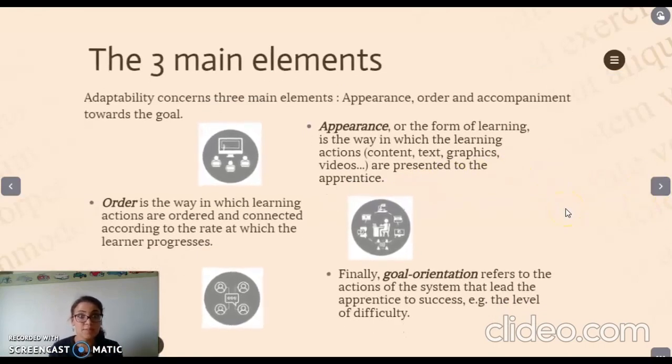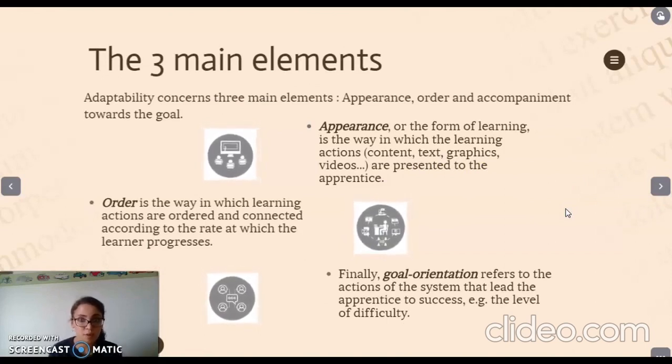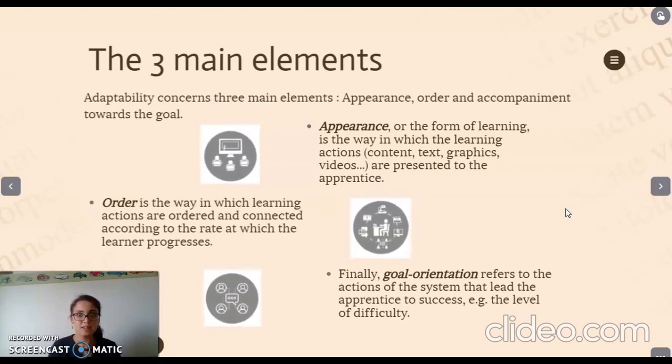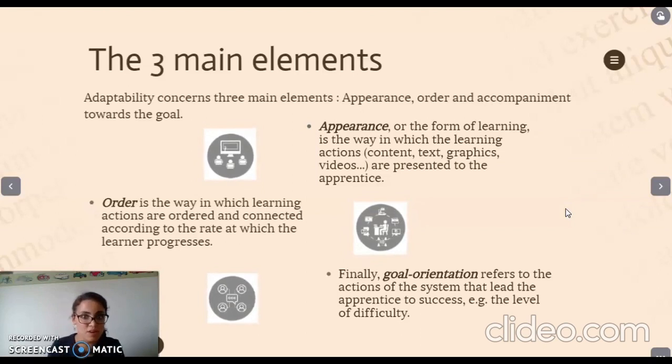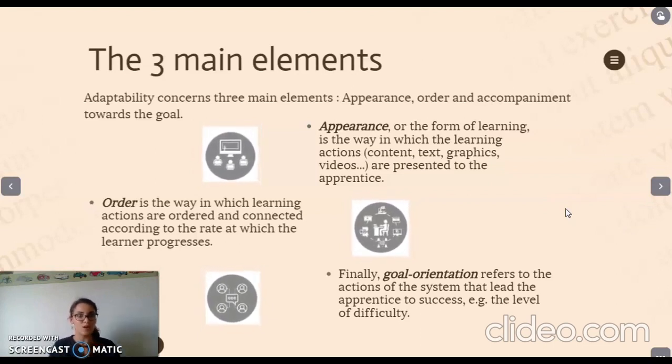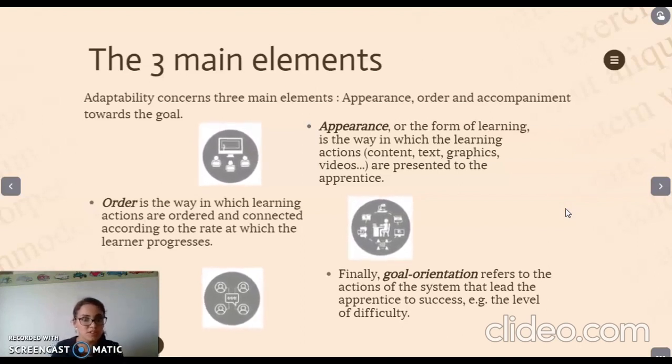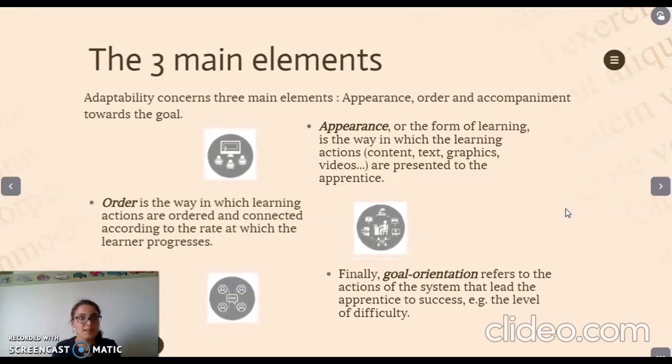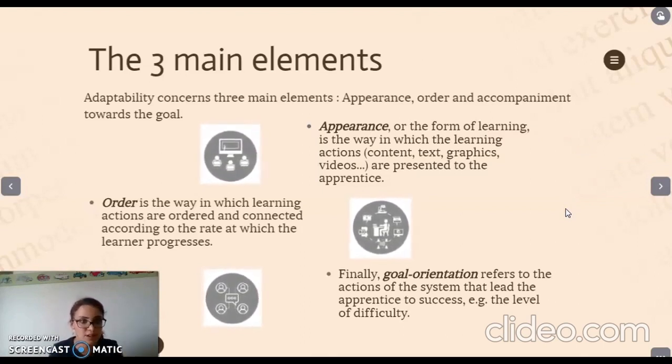What are the three main elements? The first one is appearance, or we can say the form of learning. It is the way in which the learning actions, like contents, text, graphics, videos, are presented to the apprentice. And the second one, order. Order is the way in which learning actions are ordered and connected according to the rate at which the learner progresses. We will see it soon in the next slide.